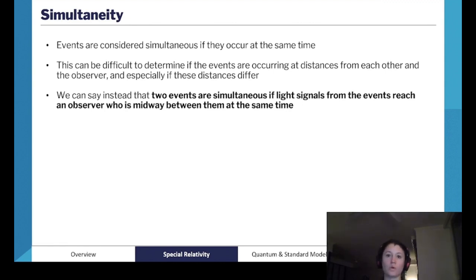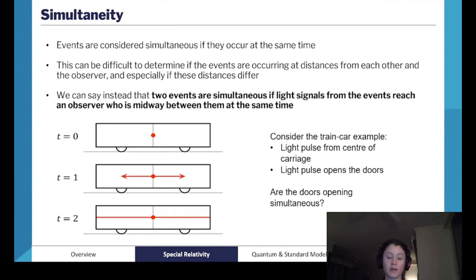Now, of course, if our observer is standing at the point of one of the events, even if the two events actually are simultaneous, they're going to observe the light signal from the event they're standing next to way before the light signal from the other event, right? If you're standing next to where a bolt of lightning strikes, you're going to see that bolt of lightning before you see a bolt of lightning that strikes 10 kilometers away, even if they technically occur at exactly the same time. All right.